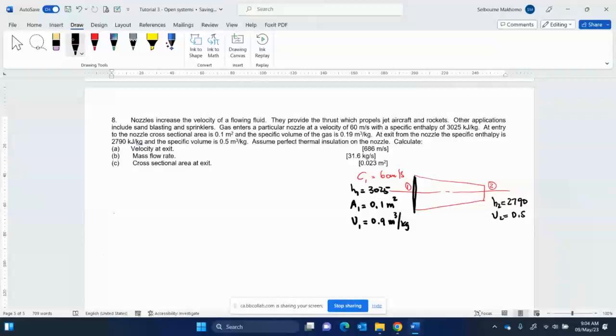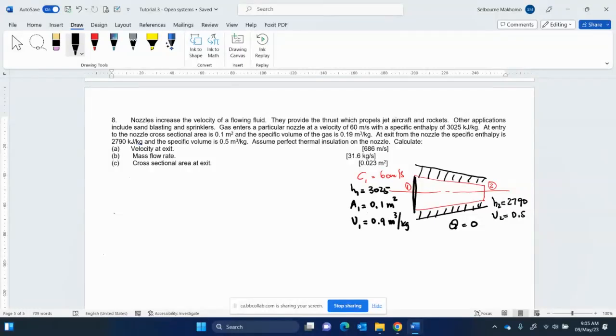Now assume perfect thermal insulation. In other words, there is no heat allowed to enter or leave the nozzle, which means it is fully insulated. So this is insulation, and by saying that, it means Q is equal to 0. So calculate the velocity of the nozzle at the exit. In other words, we are looking for C2.